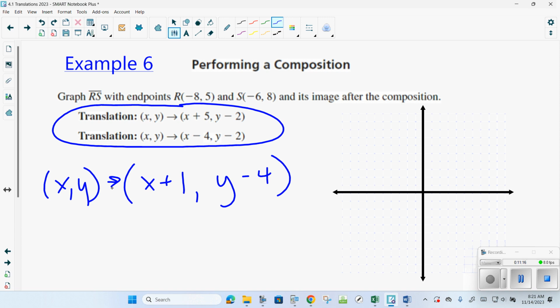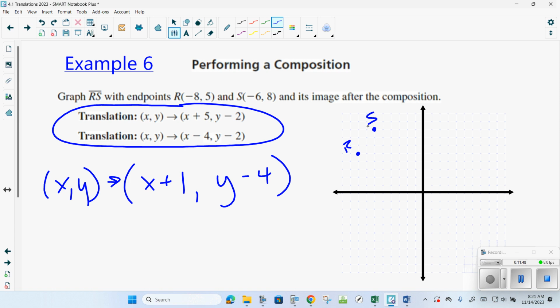And so R is at -8, +5. S is at -6, -8. Here's R, and here's S. So now, you can combine them, or you can do them one at a time. And so I'm going to do one at a time first.